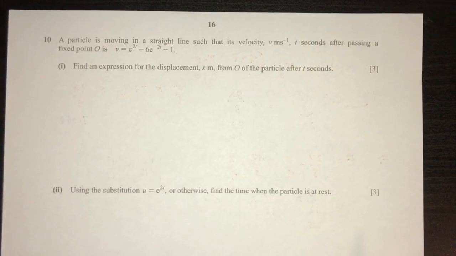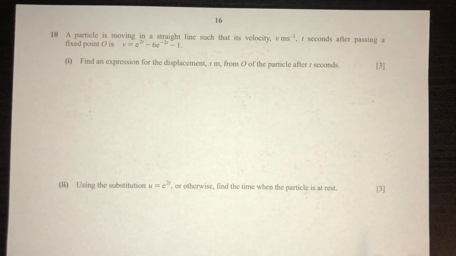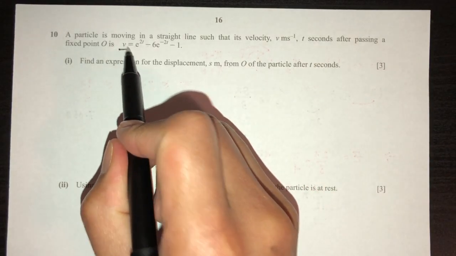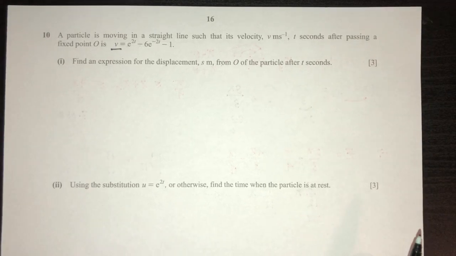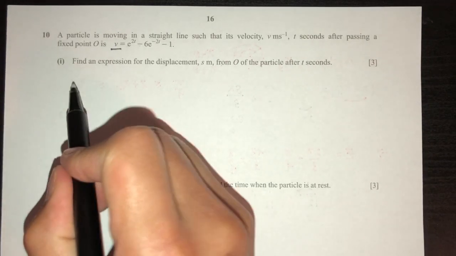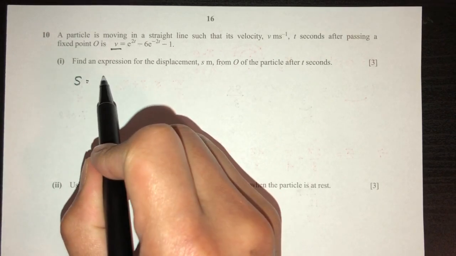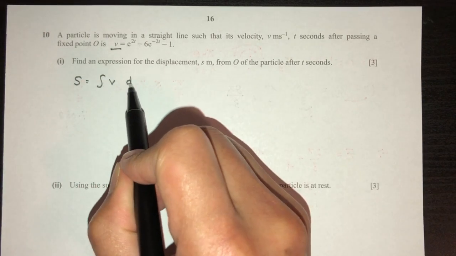Now finally, let's move on to question number 10. A particle is moving in a straight line such that its velocity v, t seconds after passing a point O, is given by this formula. Part 1: we have to find an expression for the displacement s. So you have to know, how do you get s from v? s can be found by integrating v with respect to t.